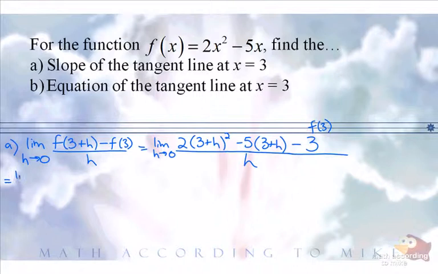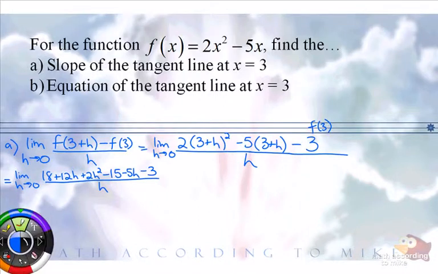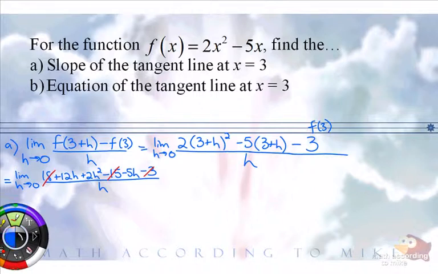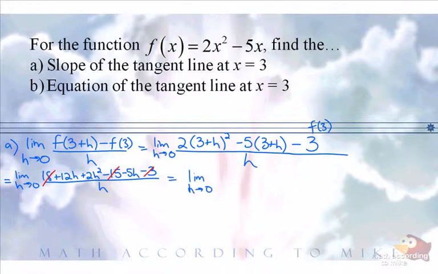Keep in mind this is a polynomial, just like our previous two examples. So things should cancel out nicely. What happens to the 18, the negative 15, and the negative 3? 0. What else combines? So we have 7h plus 2h squared over h.